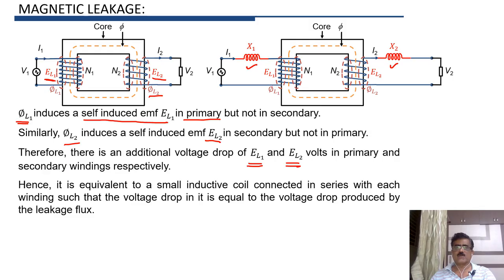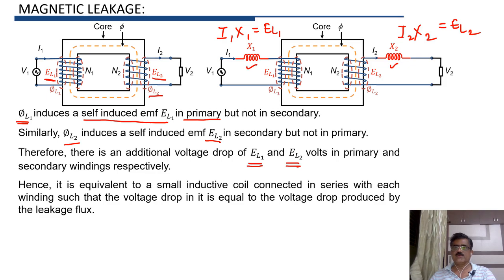Now what is the voltage drop across X1? It is I1 into X1, and the value of X1 should be such that I1 X1 is equal to EL1. In that case, we can represent the effect of EL1 by external coil X1. Similarly, the voltage drop in X2 is I2 into X2, and the value of X2 should be such that I2 X2 is equal to EL2.